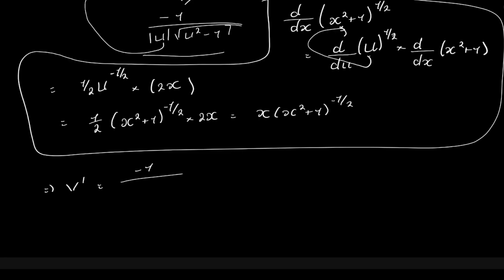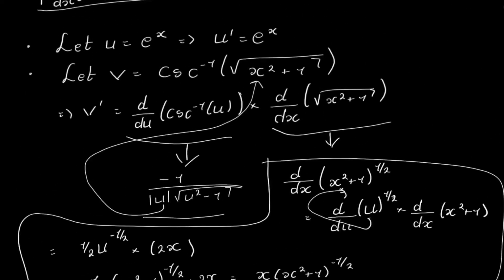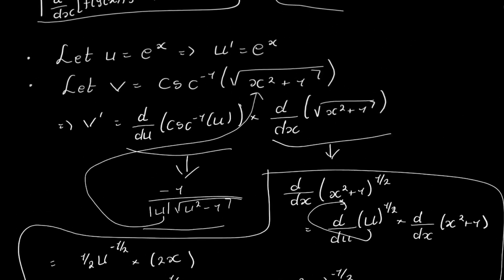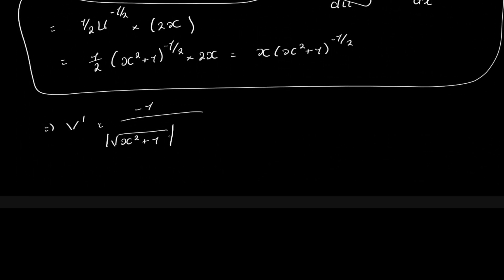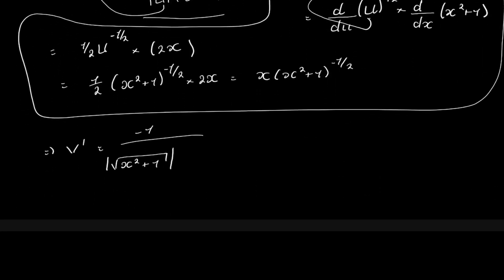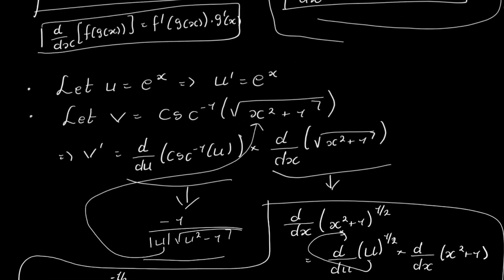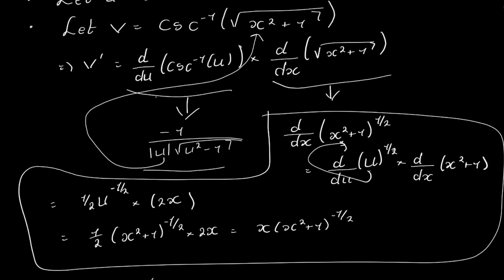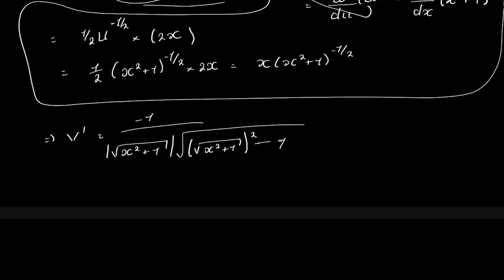So we have negative 1 on absolute value of square root of x squared plus 1, into square root of u squared minus 1, where u squared is x squared plus 1, all that squared minus 1. Yes, that's our v prime. Our first term is v prime; it's all of this times all of this, being what I've just written, which then gives us this.